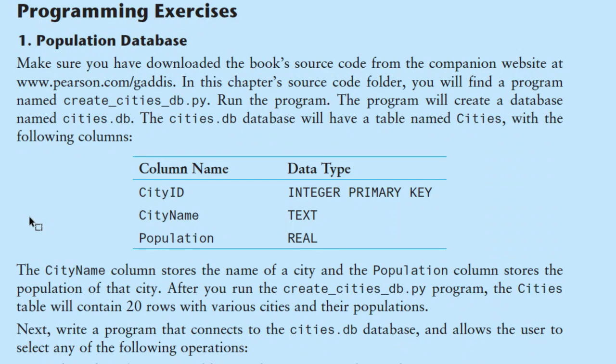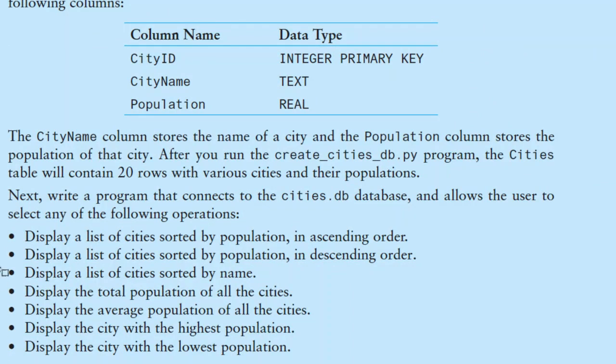Now, the program that you're going to write will get a connection to the cities.db database, and then it will allow the user to perform various operations. In your programming problem here, you see a list of the operations that the program should be able to do. And when the program runs, it's simply going to display a list of these operations, and it will allow the user to pick one of these, and then it will perform that operation. And we generally refer to this as a menu. You're going to display a menu of operations that the user can choose from.